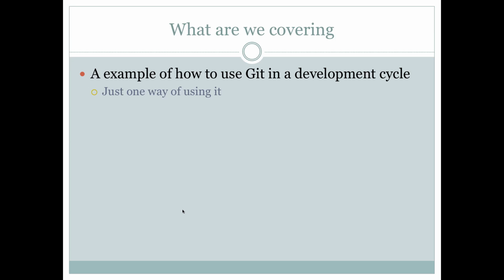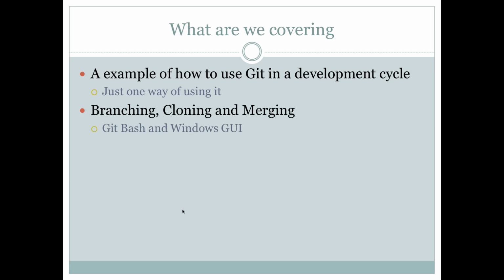Today we will be going over how to use Git in a development lifecycle. Keep in mind this is just one demo. It's going to be up to your team or your organization to figure out what works best for you. In that example we will be going over branching, cloning, and merging in both Git Bash and the Windows GUI.